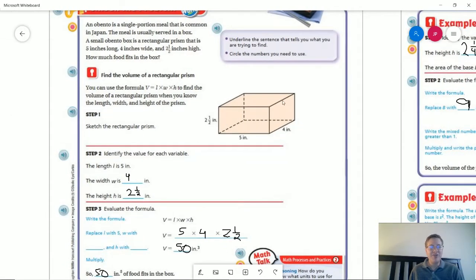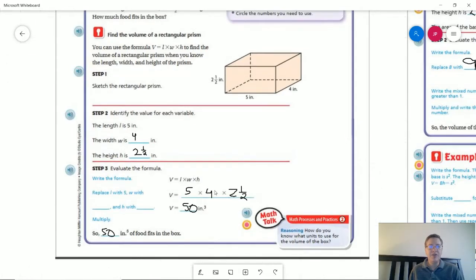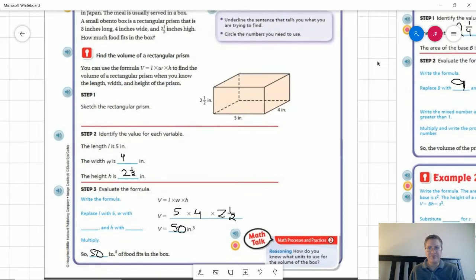So we want to find what the volume, or amount of food, that we could fit inside this box. We can do multiplication to help us figure that out. The length is 5 inches, the width is 4 inches, the height is 2.5 inches. When we multiply those numbers together, we would get 20 times 2.5, which would give us 50. So 50 cubic inches of food would fit in the box.